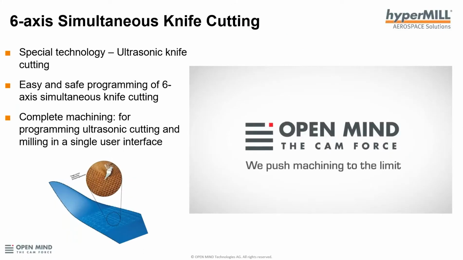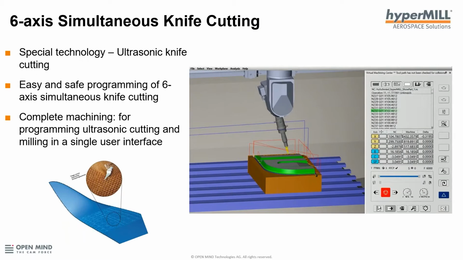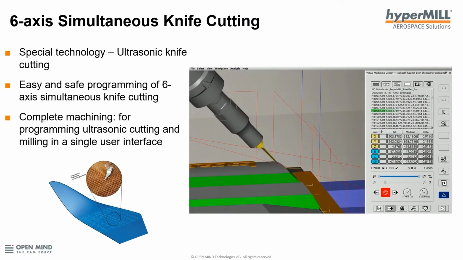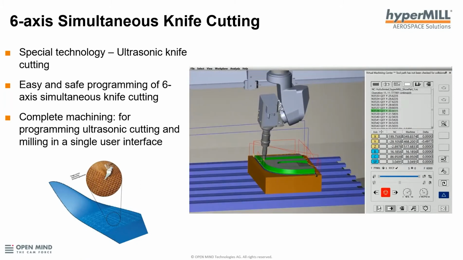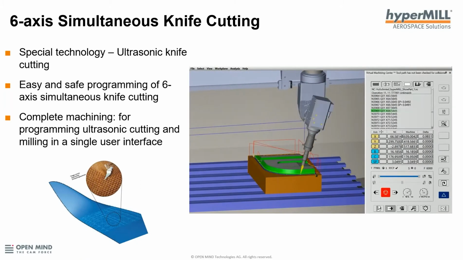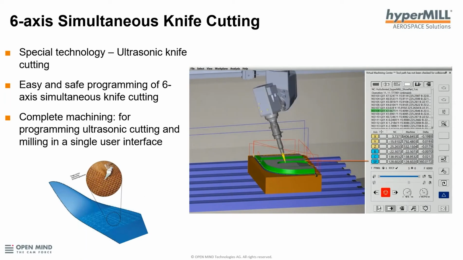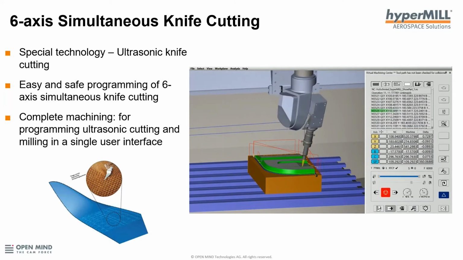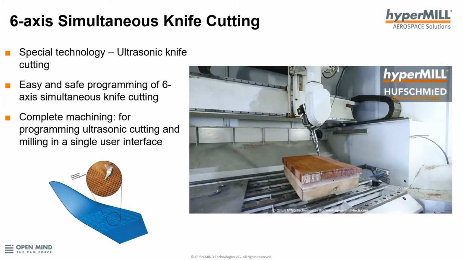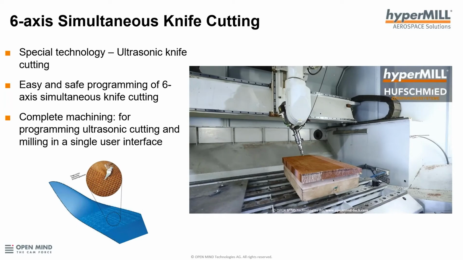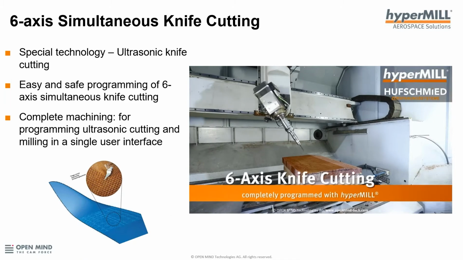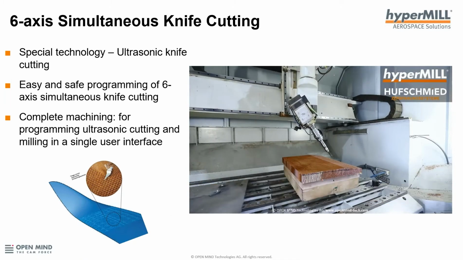Finally, we also have some very unique technology, what we call 6-axis simultaneous knife cutting. As we know, composites are very important in the aerospace industry, especially aerostructures, like we are showing in the wings. As for their structural benefits, they are lightweight, stable, durable, and so forth, and also offer good insulation.